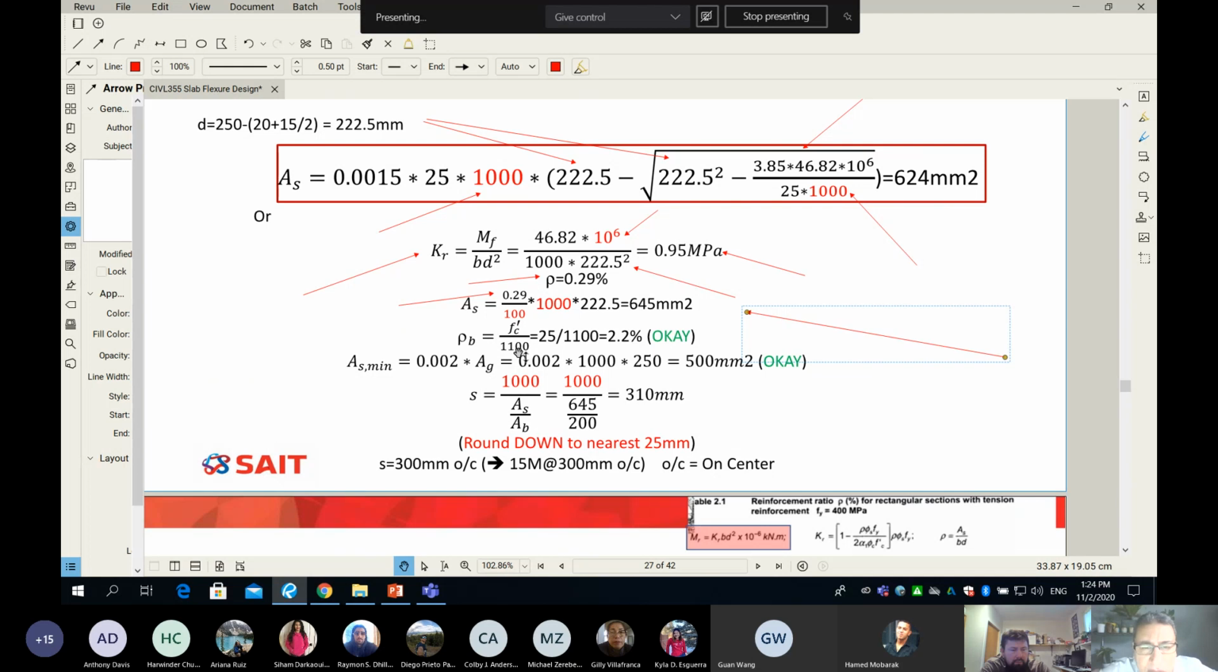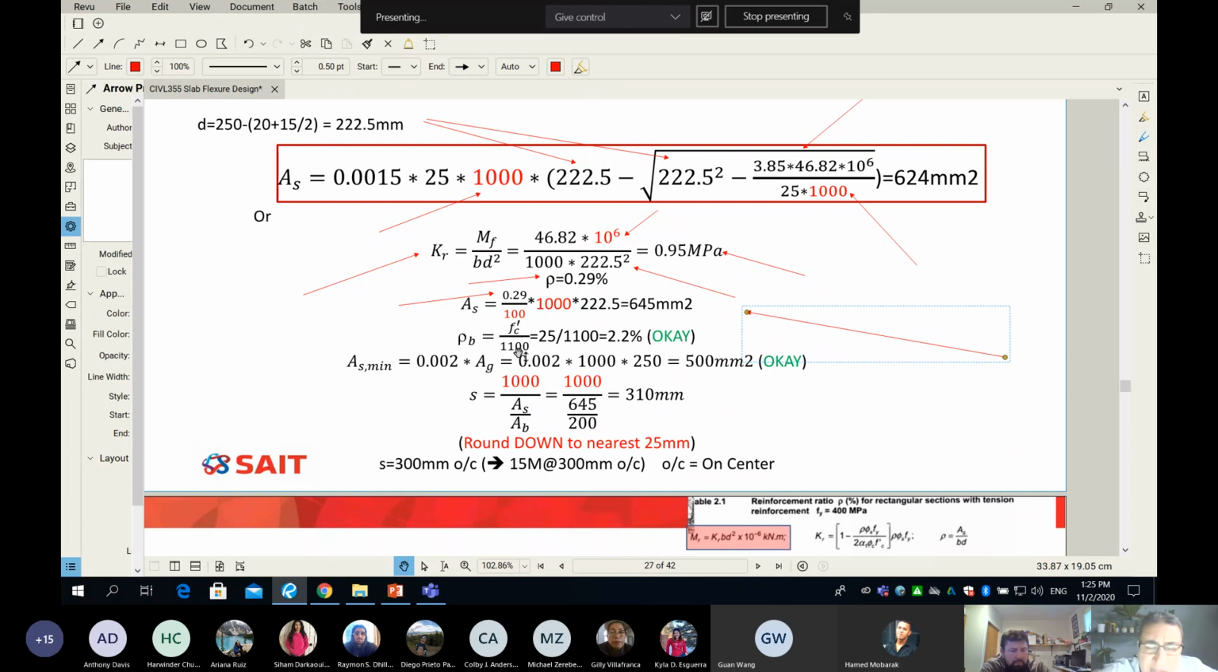Our reinforcement ratio is how much? It's 0.29. So our reinforcement ratio is 0.29 and the balance is 2.2. We're way, way below and away from compression failure. And by the way, this is almost all the time the case in slabs.